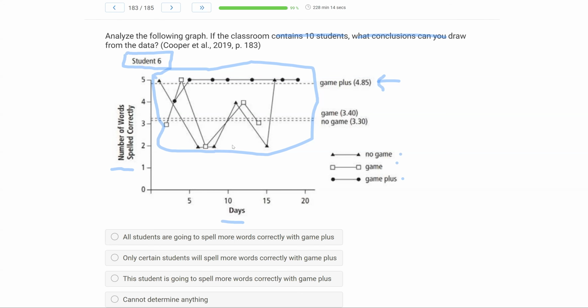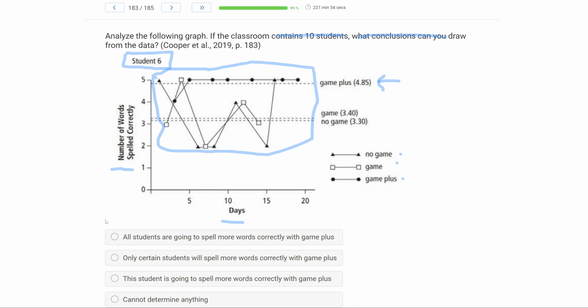Well, just because student 6 does doesn't mean all students will. We can't say because student 6 does something, we can do it for the whole class. A is out. B, only certain students will spell more words correctly with Game Plus. We also can't say that. We only have data for the one student. We can make an assumption or conclusion about this one student.